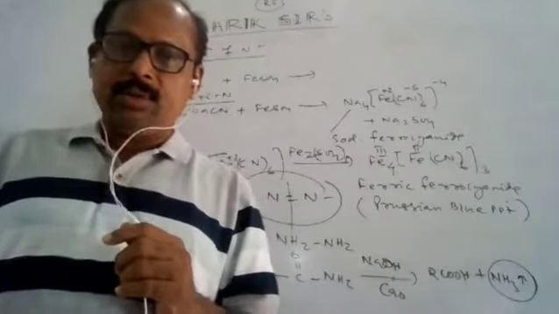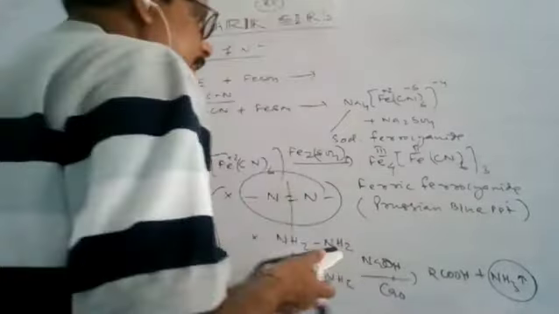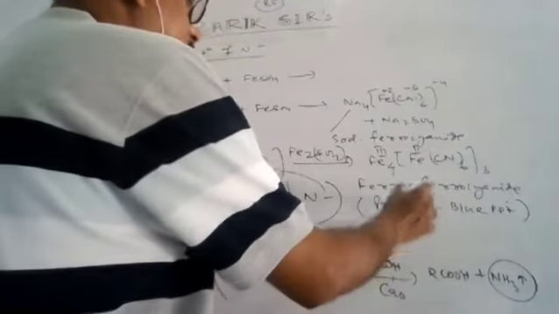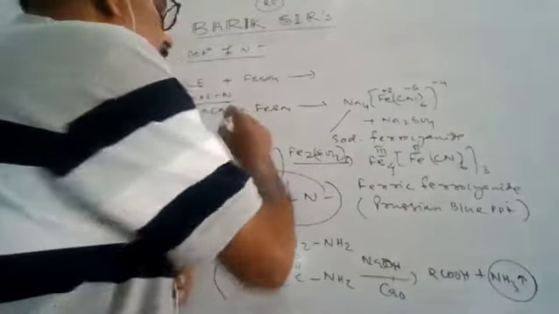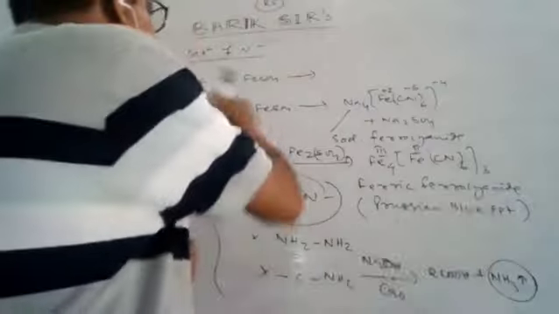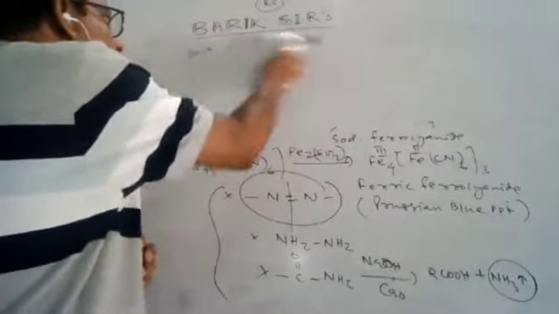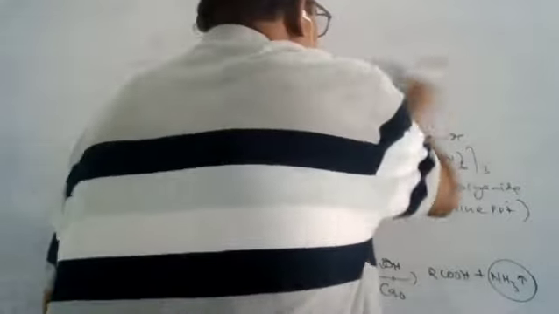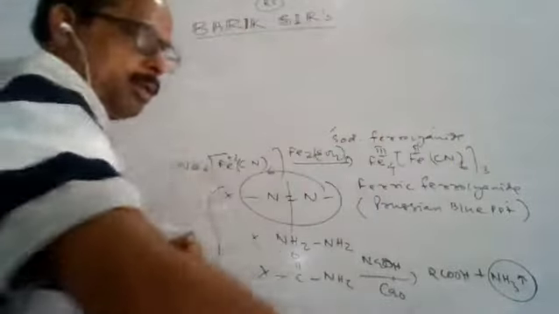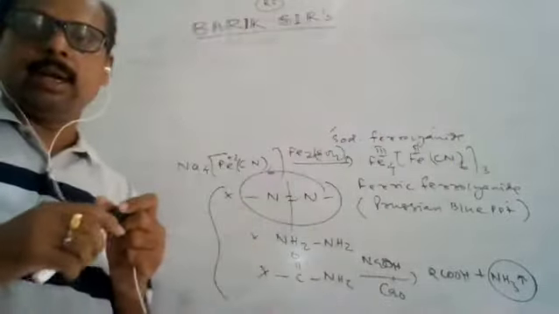So now I hope you understand it clearly. That is the ferric ferrocyanide, the Prussian blue precipitate. The formation of the blue precipitate indicates the presence of nitrogen in the organic compound.